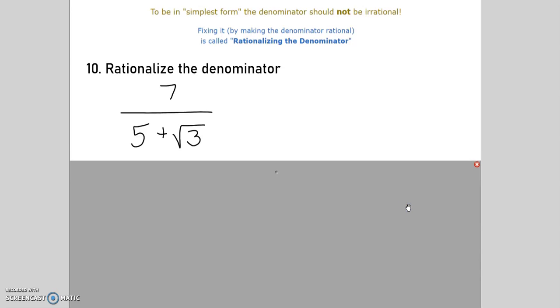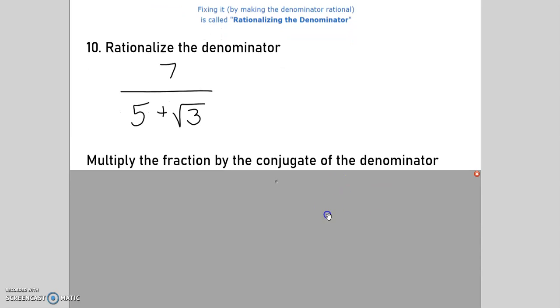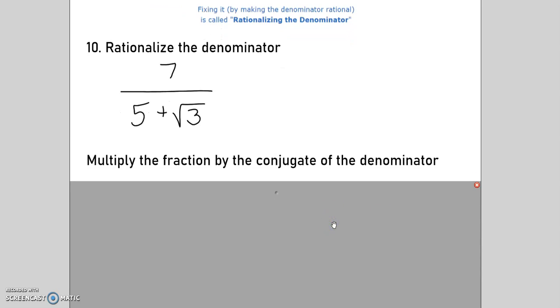Rationalize the denominator. I see this fraction, it's like hurting my eyes because I have a radical in the denominator. It's like using the wrong "there" in a sentence, right? It's bad English. This is bad math to have a radical in the denominator. So what we have to do to rationalize it, this is the step that we need to remember. Highlight that, write it down. Multiply the fraction by the conjugate of the denominator.